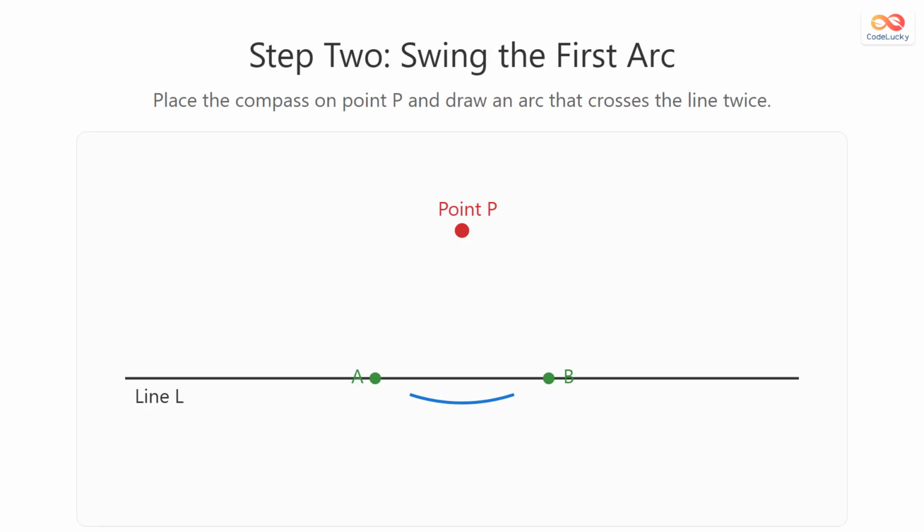Now, take your compass and place the needle point firmly on point P. Open the compass wide enough so that you can draw a large arc that intersects line L in two separate places. We will label these intersection points as A and B.